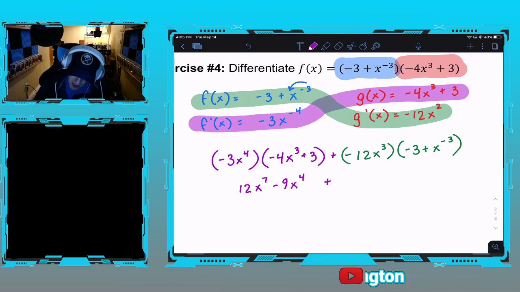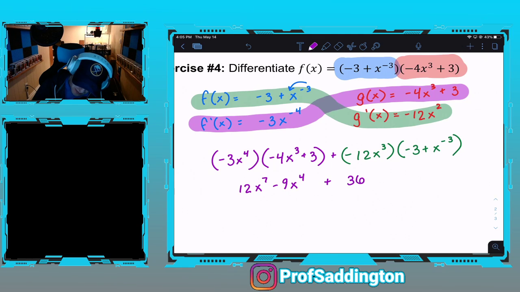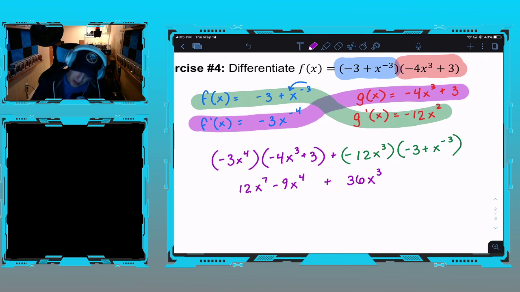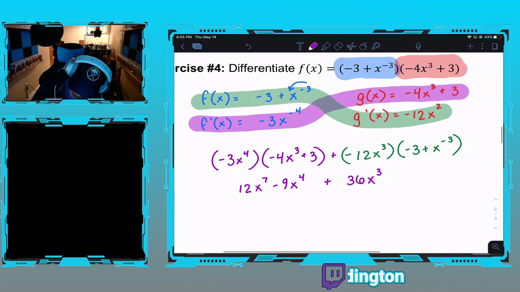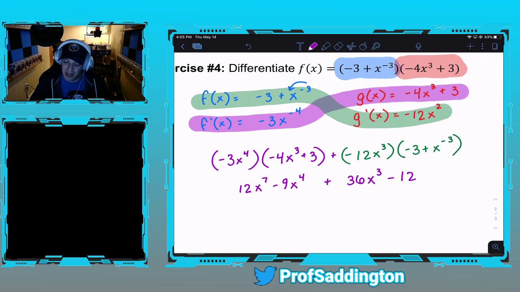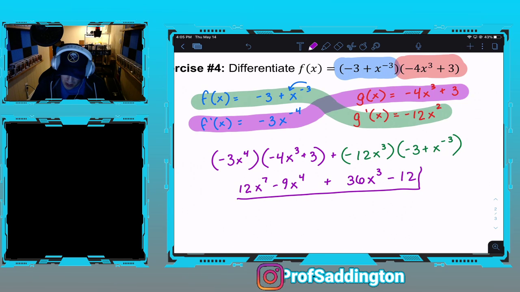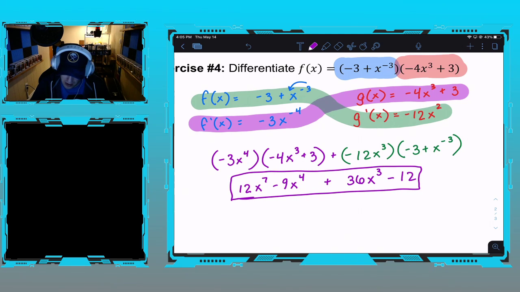Plus, if I distribute the next one, negative 12x squared times negative 3 would actually be a positive 36x squared. And if we multiply negative 12 times that positive x, it is going to be negative 12, and x squared and x to the negative 3 combine. And now we can just combine like terms if we need to, and it doesn't look like anything can combine here. So we are done.